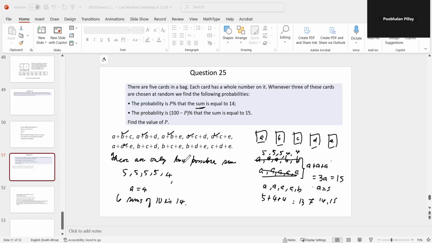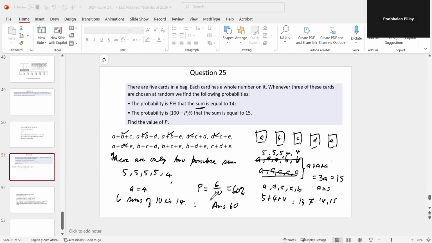So the probability of getting the sum 14 is 6 out of 10. So the probability the sum is 14, p, is equal to 6 out of 10. Because in this case where A is 5 and B is 4, that is what we have concluded. There are 6 situations where the sum is 14. So the P% is 60. This is a calculated value of P. The answer is 60.